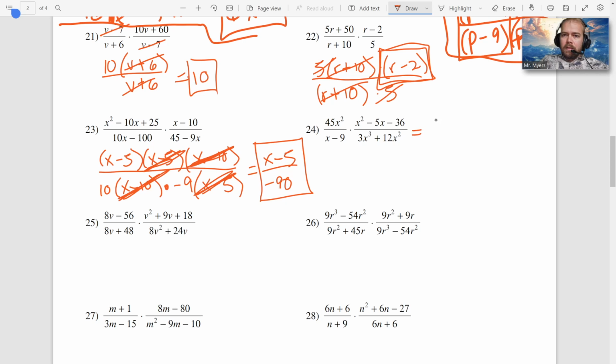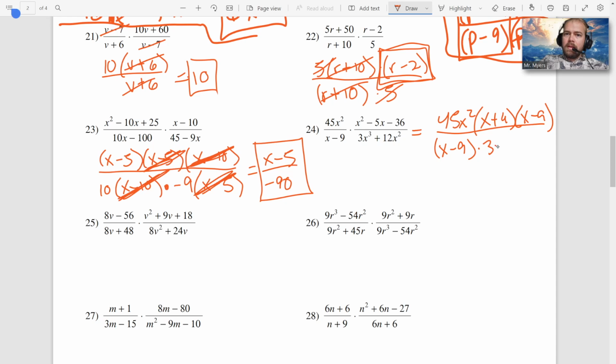Well, it would just be the 45x squared at first. But then this will factor into, let's see, 3 and 12? No. 4 and 9. Yes. Positive 4, negative 9, because 4 times -9 is -36, and 4 minus 9 is -5. There we go. On the bottom, x minus 9.